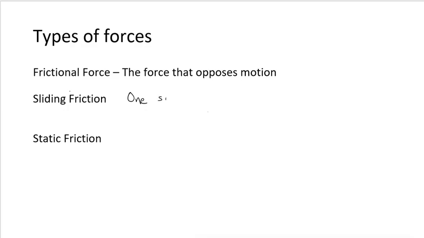So one surface moves over another surface. There has to be motion between the two surfaces. And then static friction is kind of the opposite of that. There is no motion between the two surfaces.